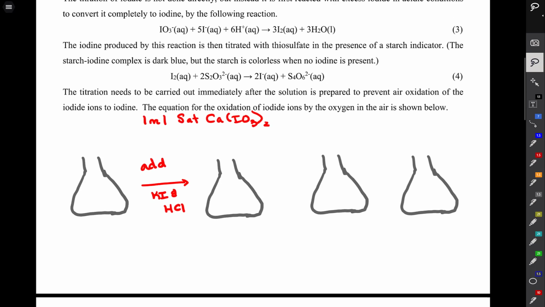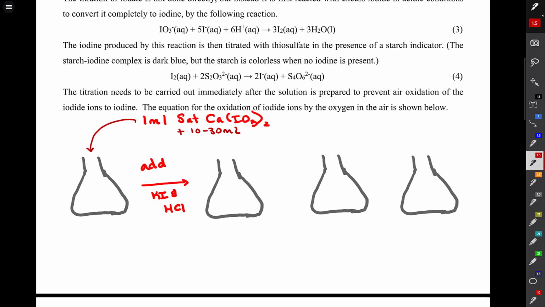So we're going to take a 1 ml sample of saturated calcium iodate, and we're just going to stick it into an Erlenmeyer flask, and then we'll add some water to it. The exact amount of water is not important. Typically, we're going to add between 10 and 30 milliliters. The procedure probably calls for something like 25. Just try to be consistent with that number.